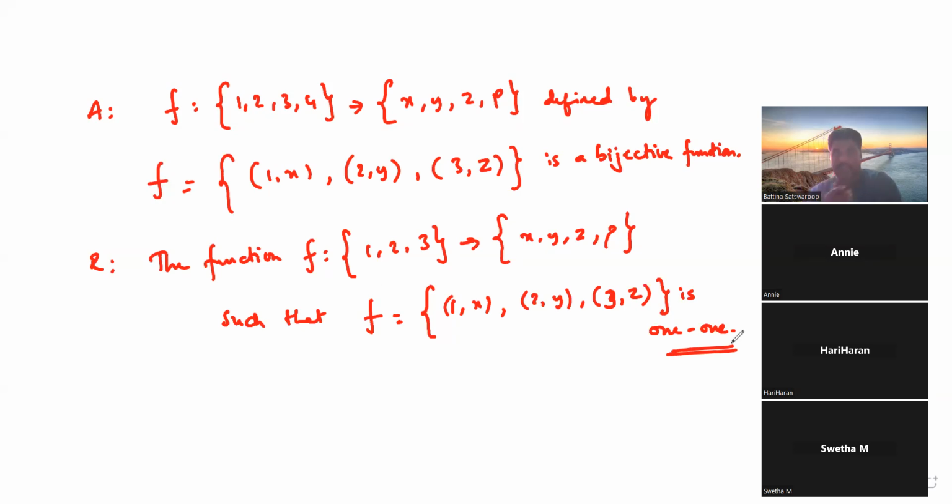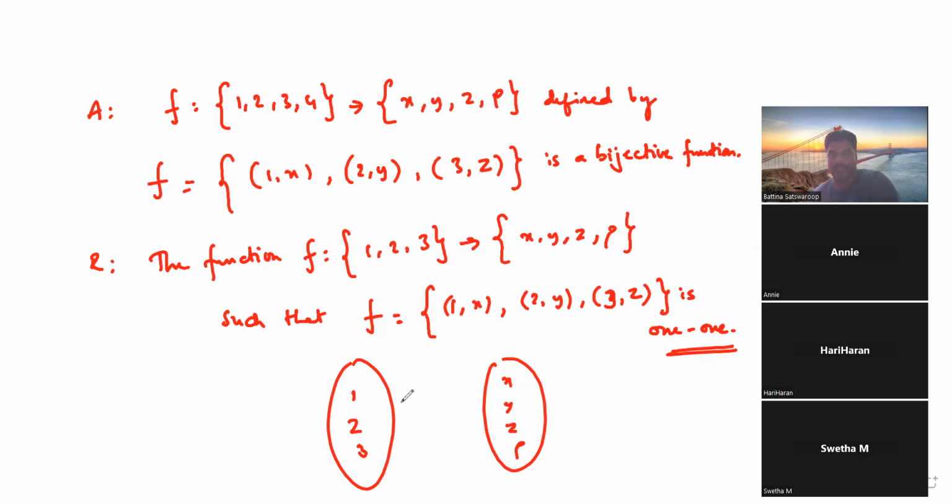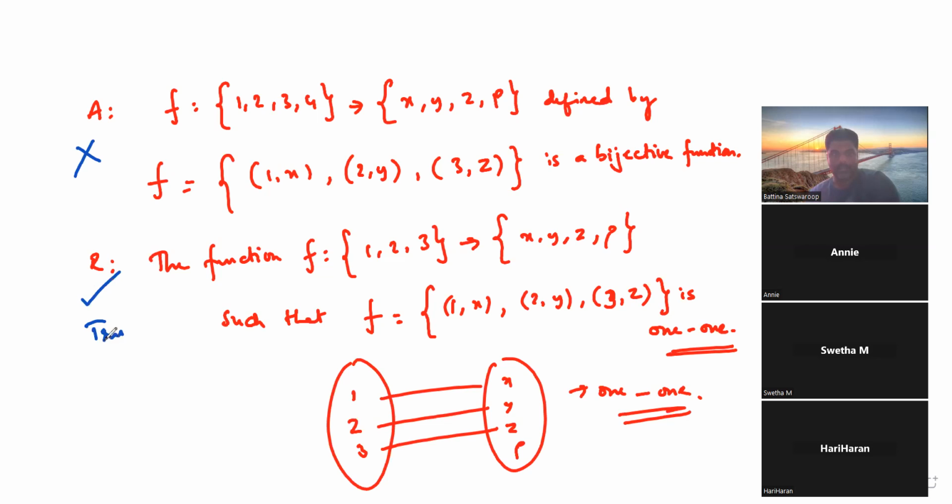Right. We have 1 2 3 in one set, x y z p in one set. 1 க்கு x இருக்கு, 2 க்கு y இருக்கு, 3 க்கு z இருக்கு. இது என்ன ஃபங்க்ஷன் நம்ம? 1 to 1. Is it on to? Does p have a pre-image? No, no. So this is only 1 to 1. A is false, R is true. Right? Yes.